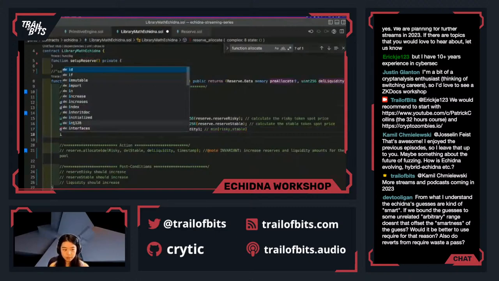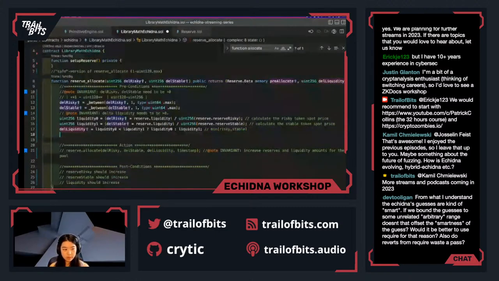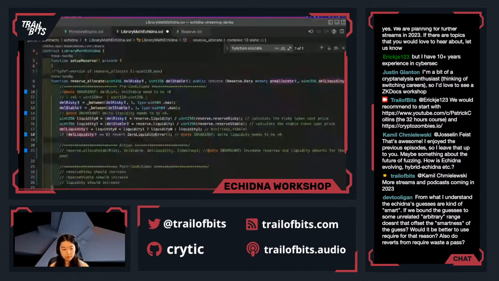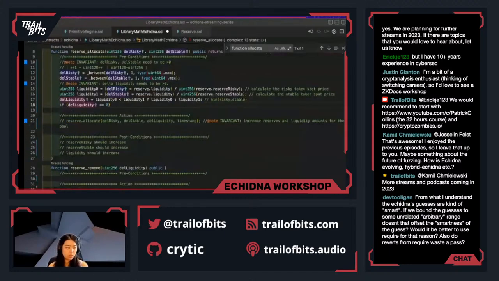And then we can make that check. We can essentially have that delta liquidity. If it is greater than zero, then we have a problem. So for that, we can just say if it is actually equal to zero, then this function shouldn't really be, like, this execution isn't going to be successful. So we know that from the code base.